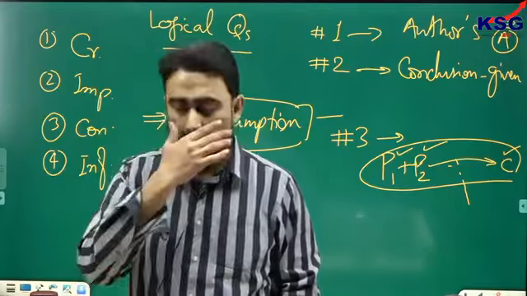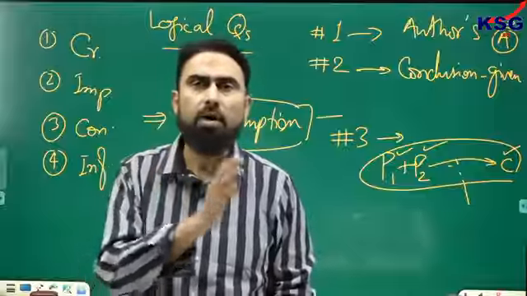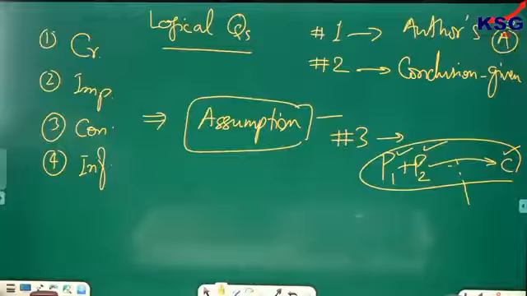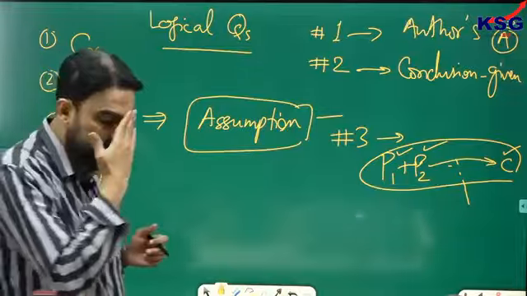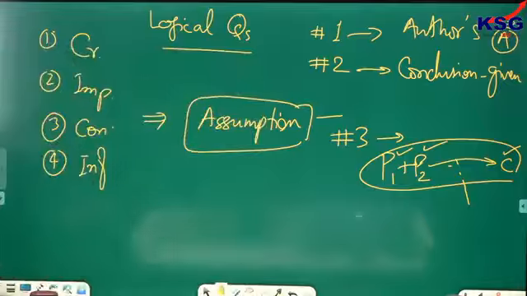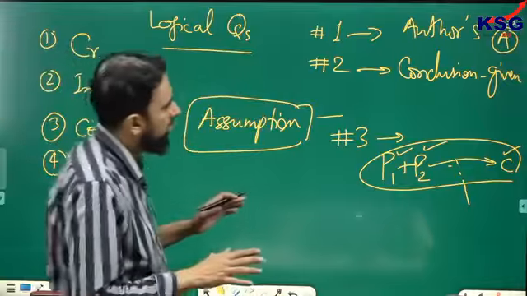Say full stop. Since there will be a gap between P and C, so the correct option will supply the missing link of information. So the correct option will supply the missing link of the information. So that is the entire approach I have mentioned, right?